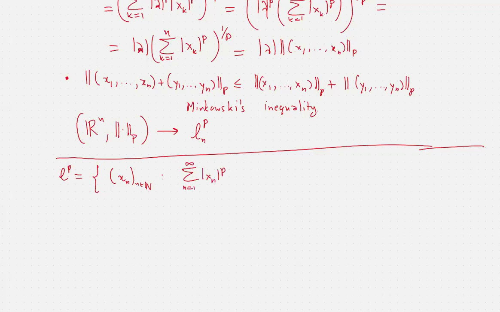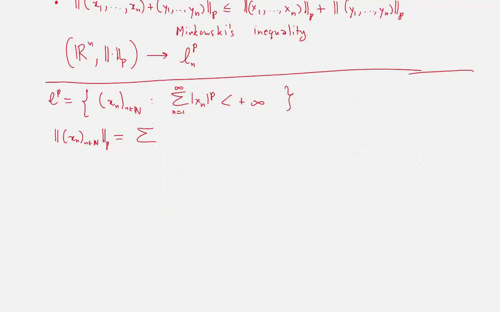And the norm of such a sequence, the p norm if you like, I'm going to drop the subscript p because we're not going to work with any other norm in the rest of this video. So it will be simply the sum of the pth powers all raised to the 1 over p. Okay, so that's the norm.